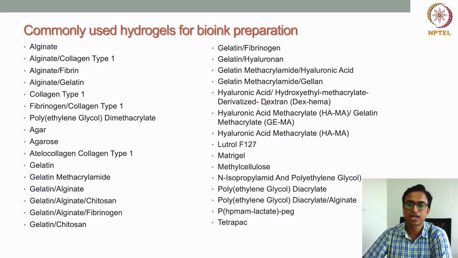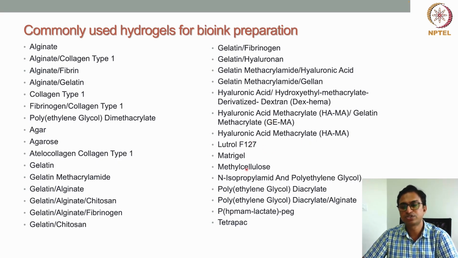Hyaluronic acid has also been used as a single material, but it has also been used with other materials like hydroxyethyl methacrylate and derivatives. All these materials can be mixed together to come up with a multimaterial bioactive system. Similarly, hyaluronic acid methacrylate, HAMA, where the methacrylate group is chemically attached to hyaluronic acid, works as a photo cross-linkable bioink material. Gelatin methacrylate is another photo cross-linkable material. Hyaluronic acid methacrylate has also been used as a single material for bioinking.